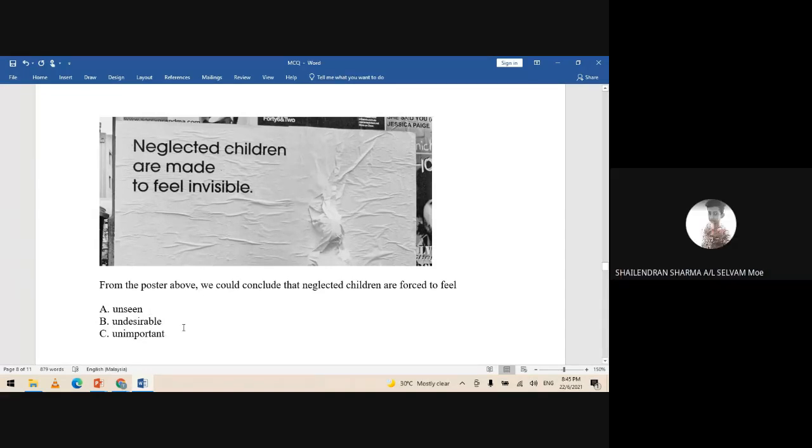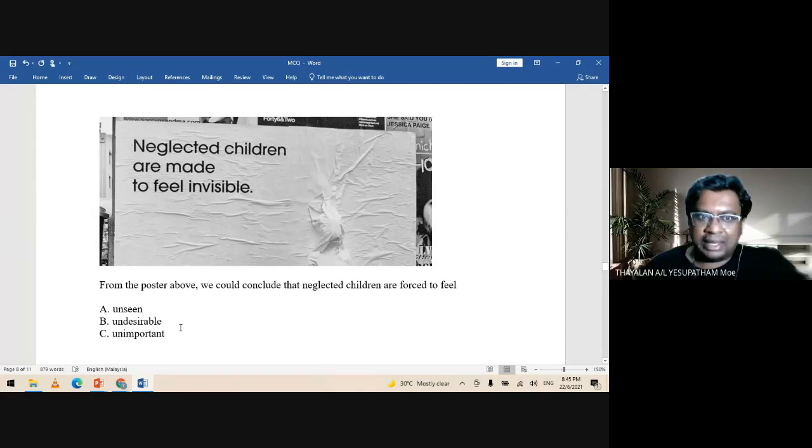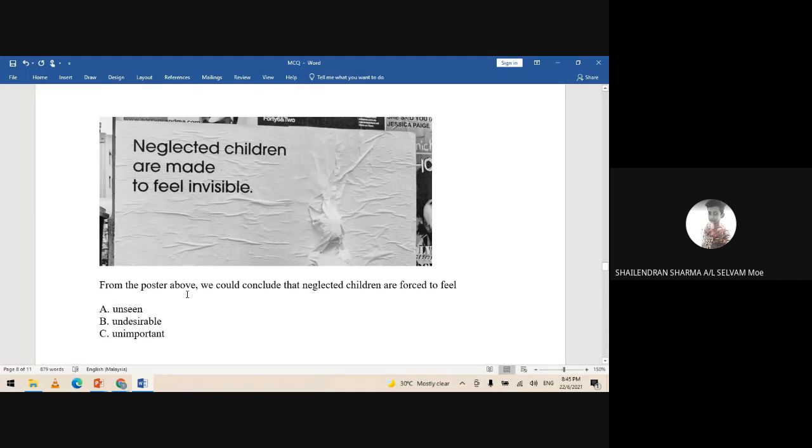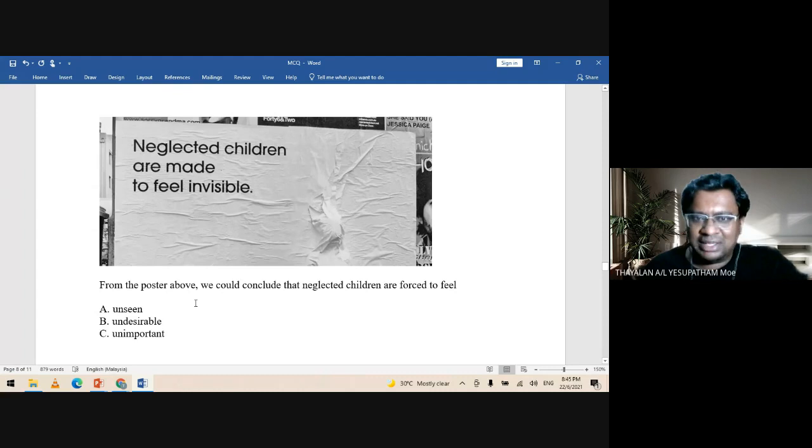C. Unseen. Wait. B, from the poster above, you see, C. Mute yourself. Let me read and explain. From the poster above, we could conclude that neglected children are forced to feel.